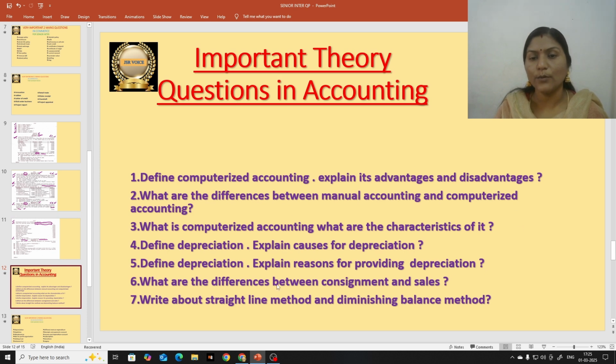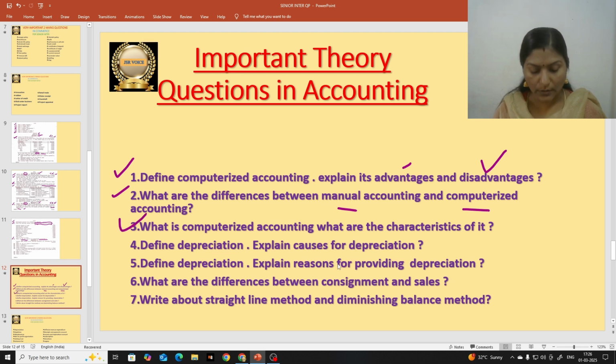So these are very important theory questions, students. You can see first 3. Define computerized accounting, explain its advantages and disadvantages. What are the differences between manual accounting and computerized accounting, second one. And third one is computerized accounting and its characteristics or features, both are same. These 3 are very important, and out of these 3 you will get 1 question, question number 24. So these 3 you should learn, so that you will get 1 question compulsorily in the examination.